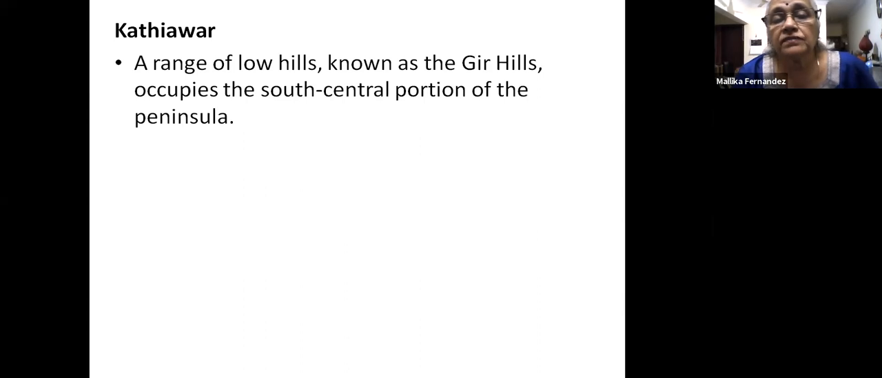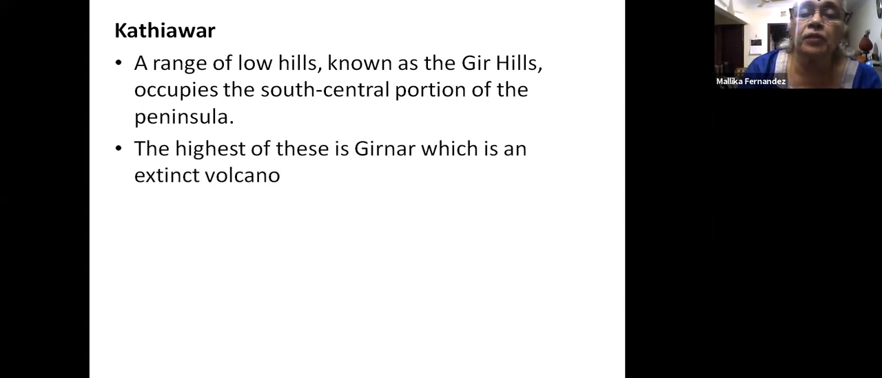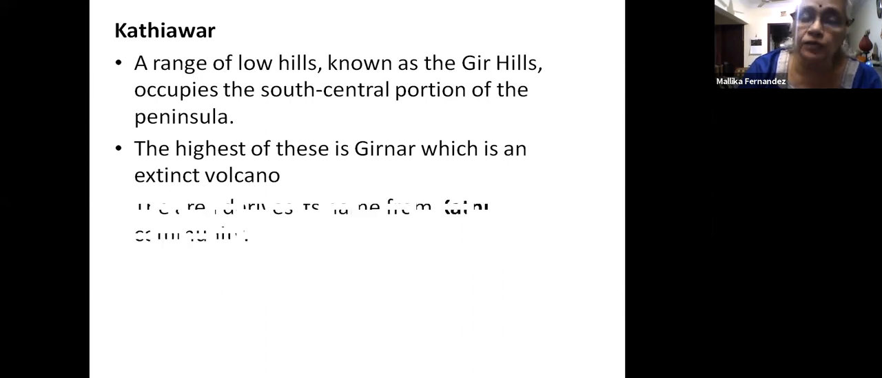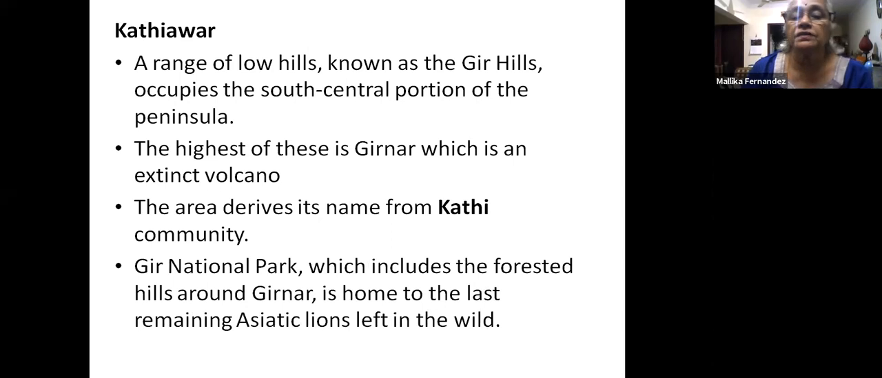Kathiawar region, which is the Saurashtra area, you have a low range of hills called the Gir Hills. And here is where you have the highest point called Girnar, which is an extinct volcano. So that is why it is a part of the plateau region. The area derives its name from a Kathi community, right? And you have the Gir National Park here.